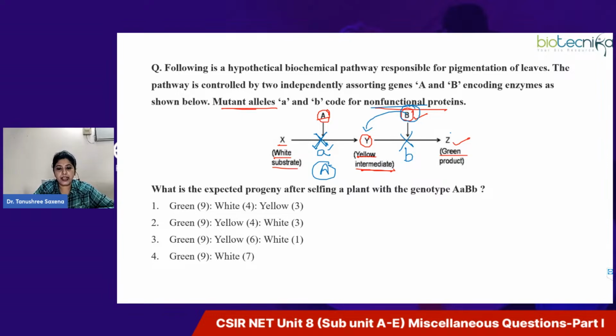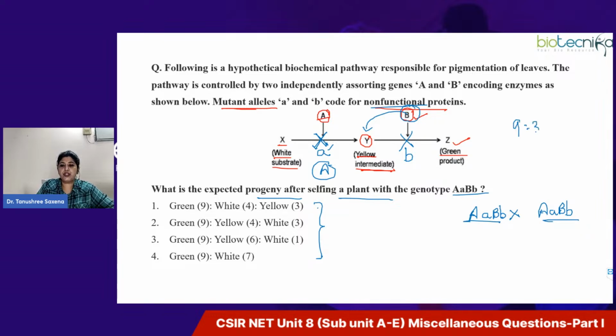Please go through it and tell me what is the expected progeny after selfing a plant with the genotype given. This is the double heterozygous condition, and this kind of selfing has to be done, and you have to find out what ratio you will get. Usually in Mendel's dihybrid cross, we always get the phenotypic ratio 9 is to 3 is to 3 is to 1. But here it is the case of epistasis, right?